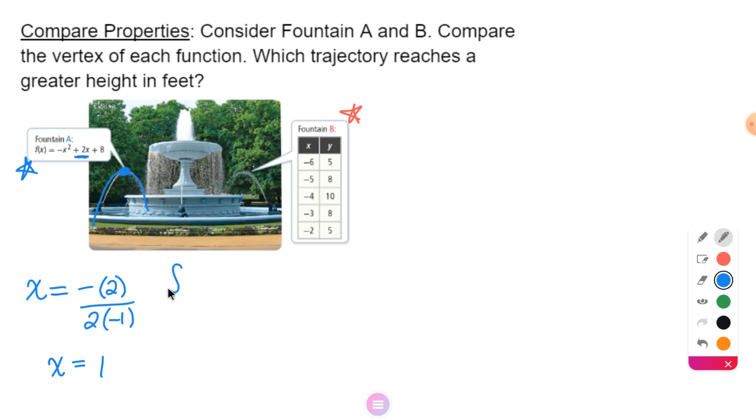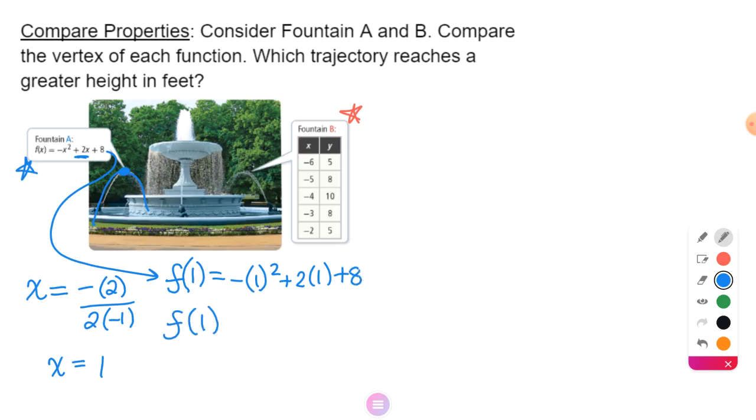So let's come back up to that function, f of x, but now we need f of 1, which is -1 squared plus 2 times 1 plus 8. Okay, don't forget order of operations. -1 plus 2 is 1, 1 plus 8 is 9. Okay, so fountain A goes to a height of 9, I believe we're working in feet. Function B, the vertex, is the highest point, so my vertex is at (4, 10).